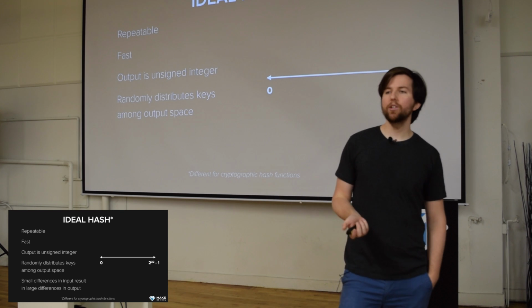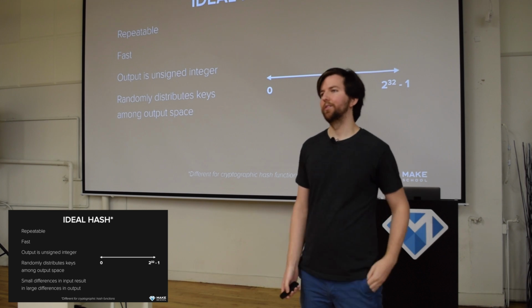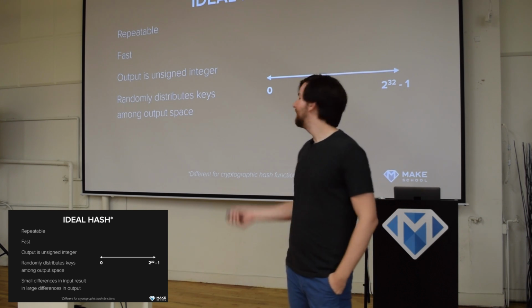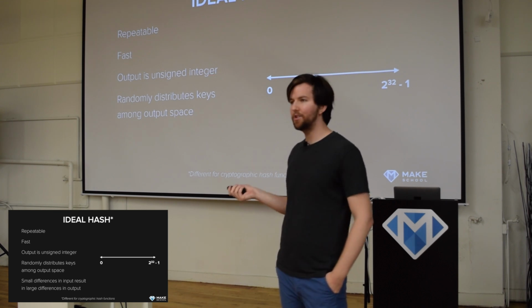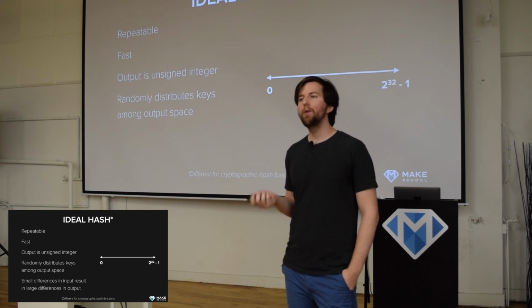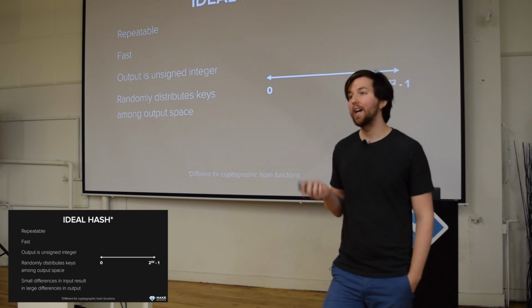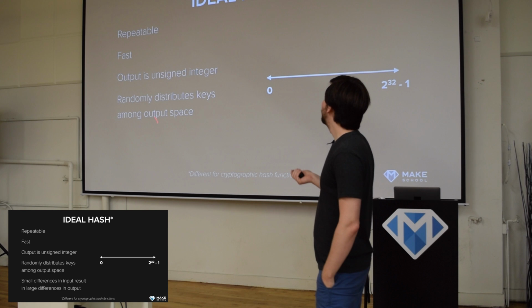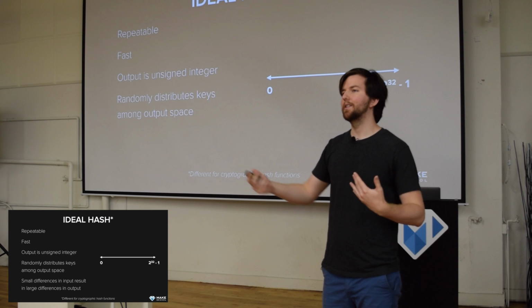So you could create a hash function that for every single input returns 0. That's a hash function. It satisfies these requirements. It's repeatable, it's fast, the output is an unsigned integer. But that will create a lot of problems when you try to implement your hash table. So the ideal hash function distributes the keys among the total output space.